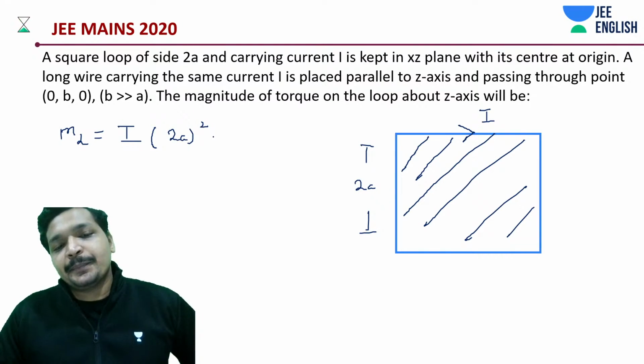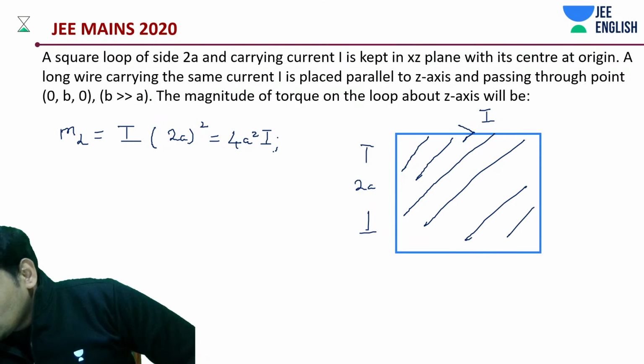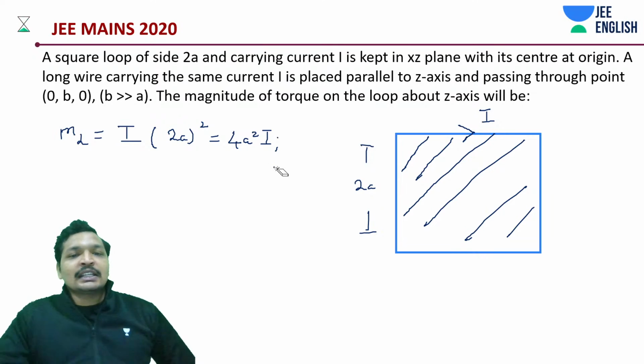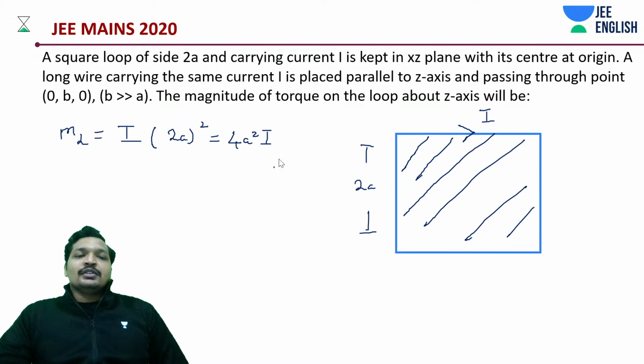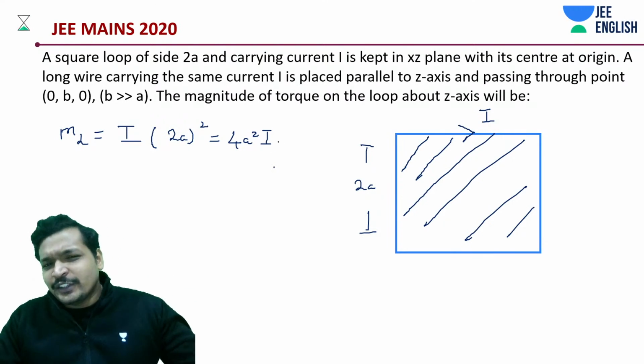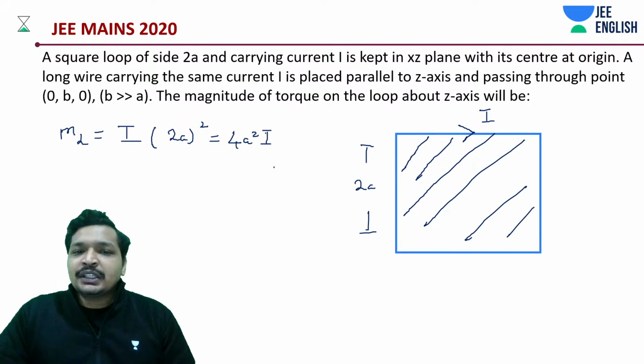2A whole square. So basically 4A square I. Optics altogether is a new thing, students. Optics has nothing to do with any of the topics that you are dealing with until now. A little bit of relative motion can be used.